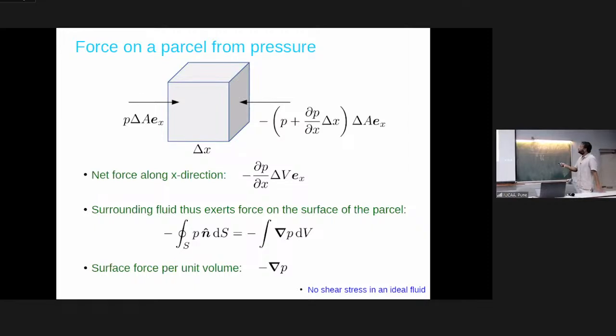Okay. So if delta x is the separation between this edge and this edge, P times delta A is the total force exerted on this wall. Again, this is a Taylor expansion. Okay.